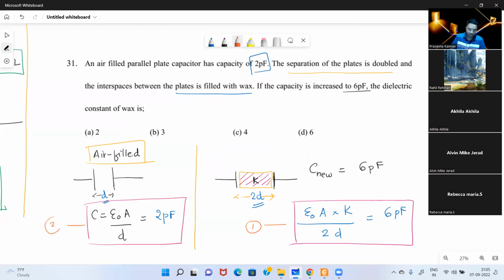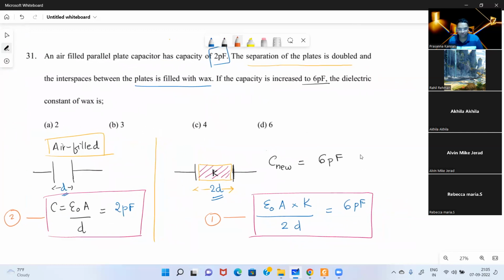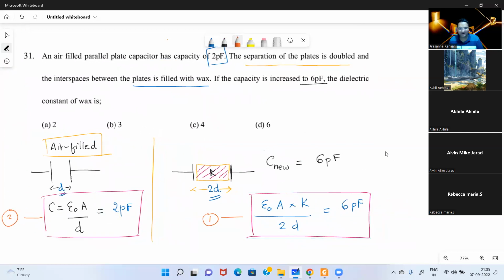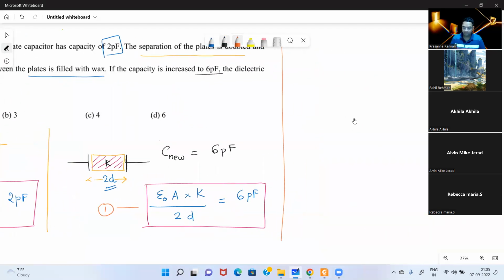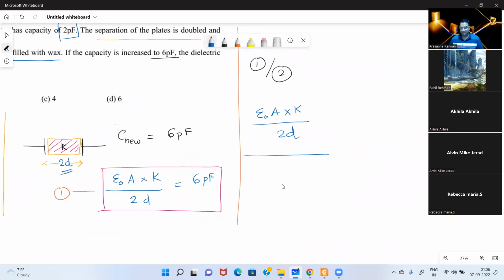Let's say this is equation 2. Now I need to find out K, right? So for that I can divide 1 by 2. If I do equation 1 divided by 2, on the left hand side, what will I have? Epsilon naught A into K divided by 2D. The other one is epsilon A by D.